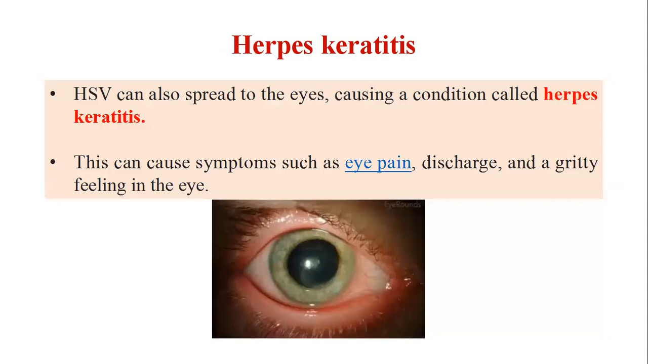Next clinical finding is herpes keratitis. HSV can also spread to the eyes, causing a condition called herpes keratitis. Here the symptoms are eye pain, discharge from the eye, and a gritty feeling in the eye. These are common symptoms of herpes keratitis.